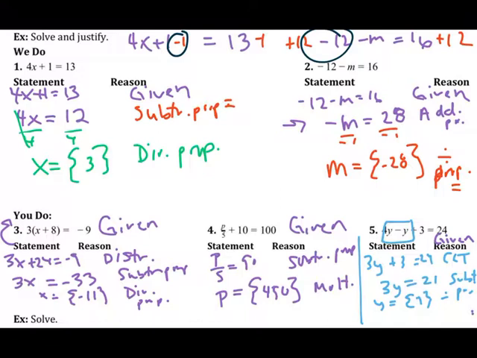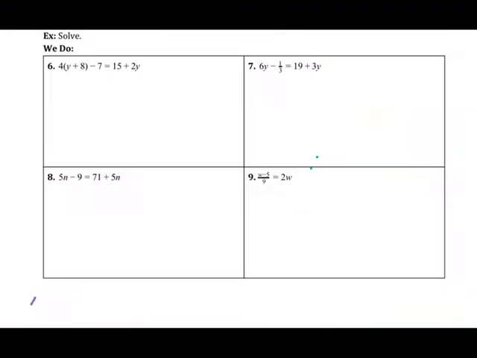So you only have to do this justification or this table, this statement and reason process when the directions say solve and justify. And if I just spent so long going over this part with you, you should assume that you're gonna have to solve and justify. Sometimes. You're not always gonna have to solve and justify. So let's just work through some solving problems.